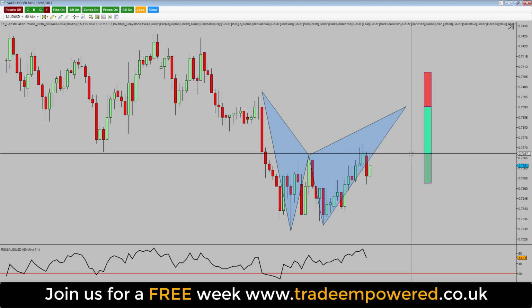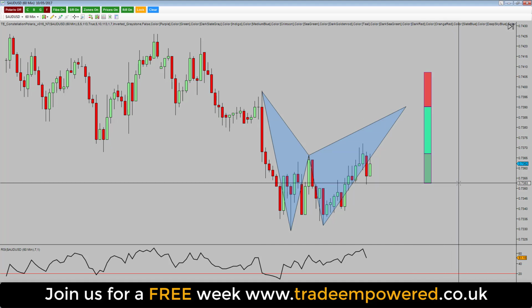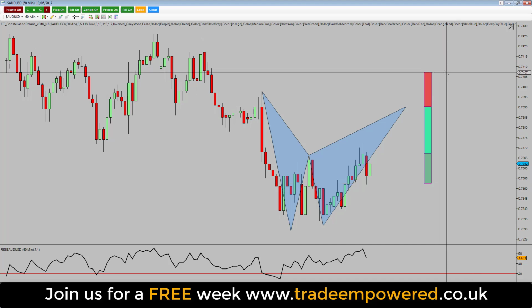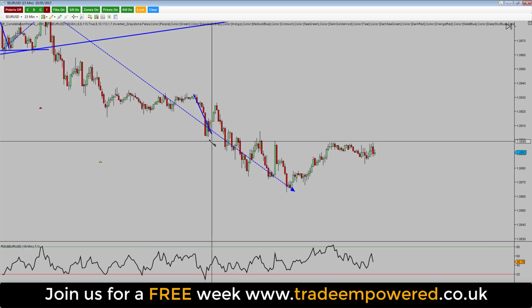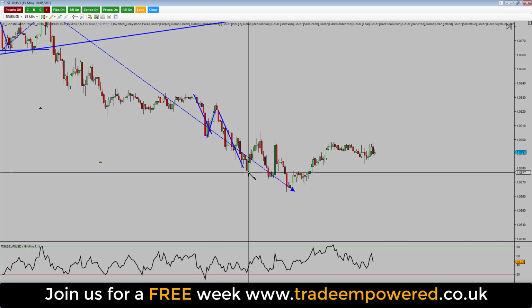Target 1 at 73.67. I'll be taking off half of my position. Target 2's down here at 73.52. And my stop loss will be a 113 inversion above A to X. Okay, so 74.07. Lower low. Lower low.